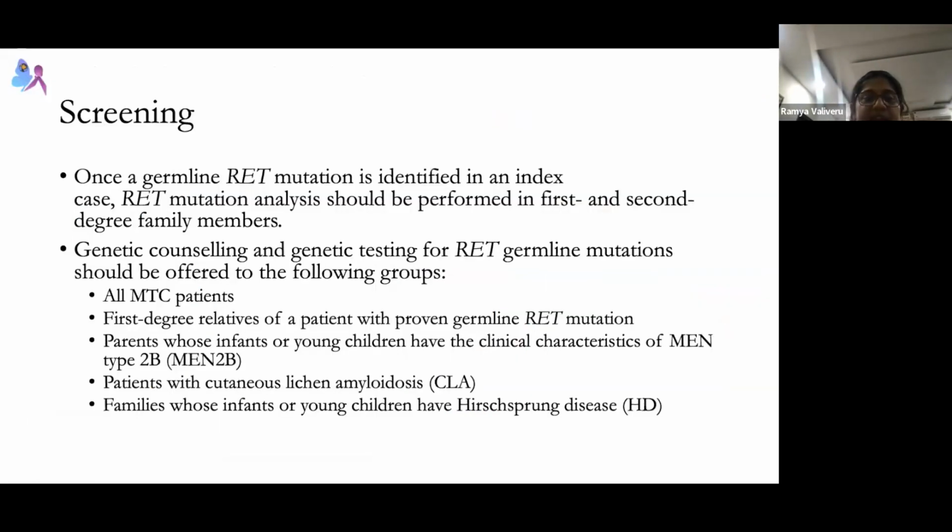So once a germline mutation is identified in the index patient, RET analysis should be performed in the first and second degree family members. And genetic counseling for RET should be offered to the following groups: all MTC patients and first degree relatives of a patient with a proven germline mutation, and parents whose infants or young children have the clinical characteristics of MEN type 2B. So what are the features that we can see in infants and children with MEN 2B?